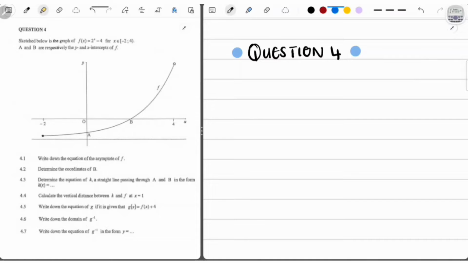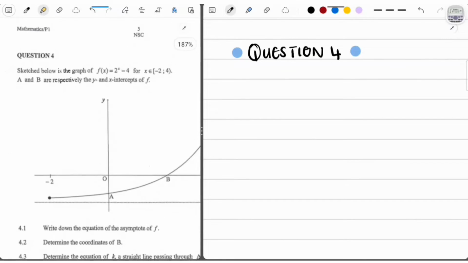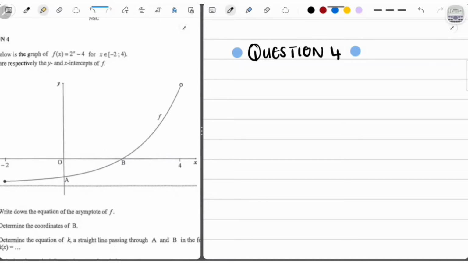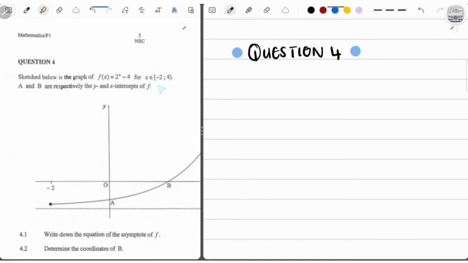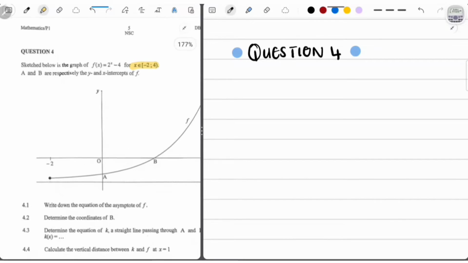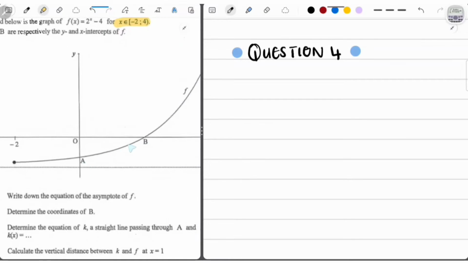Okay, so we are on question 4, and question 4 says this. Sketched below is the graph of f of x, which is equal to 2 to the power of x minus 4, so we have an exponential function. And for x, x is an element of negative 2 to 4. Okay, so that's something we'll probably have to look at. And then we have a and b, which are respectively the y and x intercepts of f. So here's a and b.